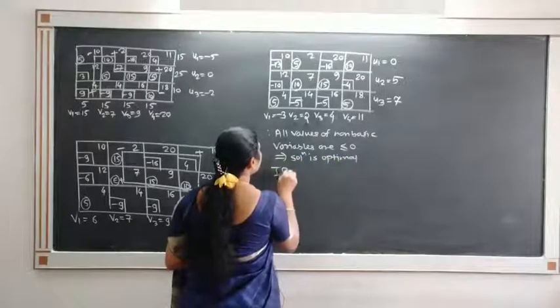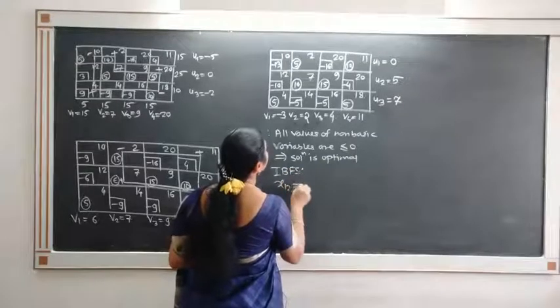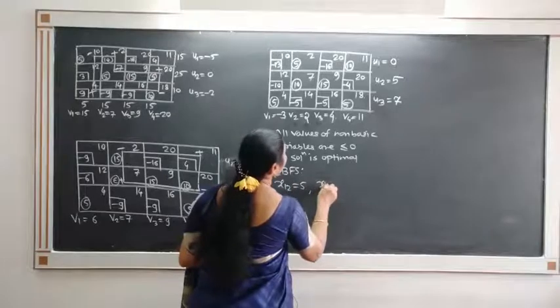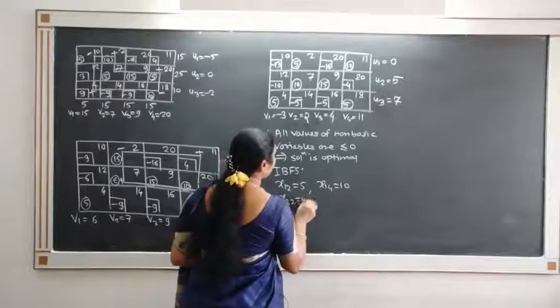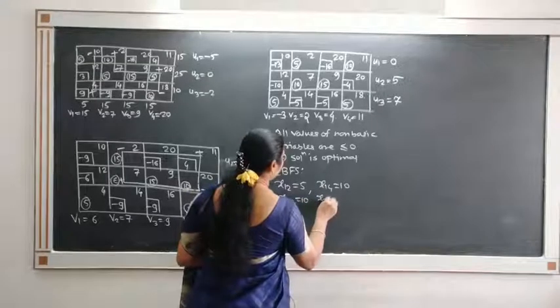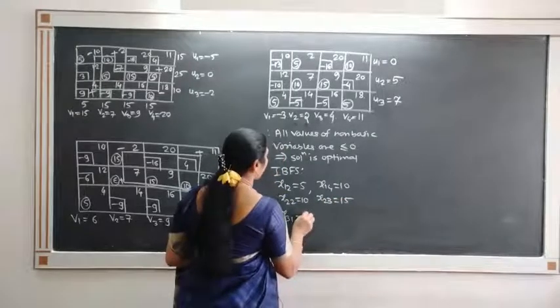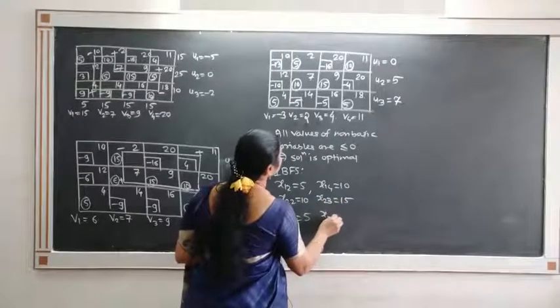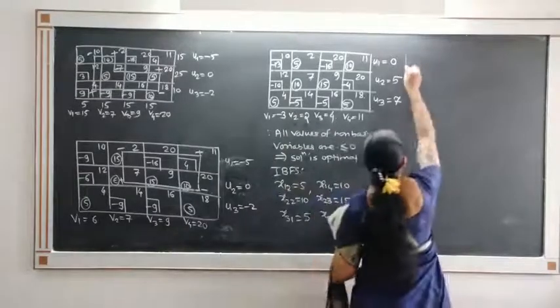The basic feasible solution comes to be x12 is equal to 5, x14 is equal to 10, x22 is equal to 10, x23 is equal to 15, x31 is equal to 5 and x34 is equal to 5. And see what the transportation cost is.